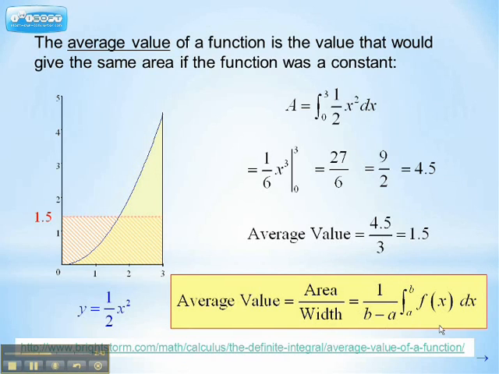So here is the actual formula that you will see: 1 over b minus a times the integral from a to b of f of x dx.